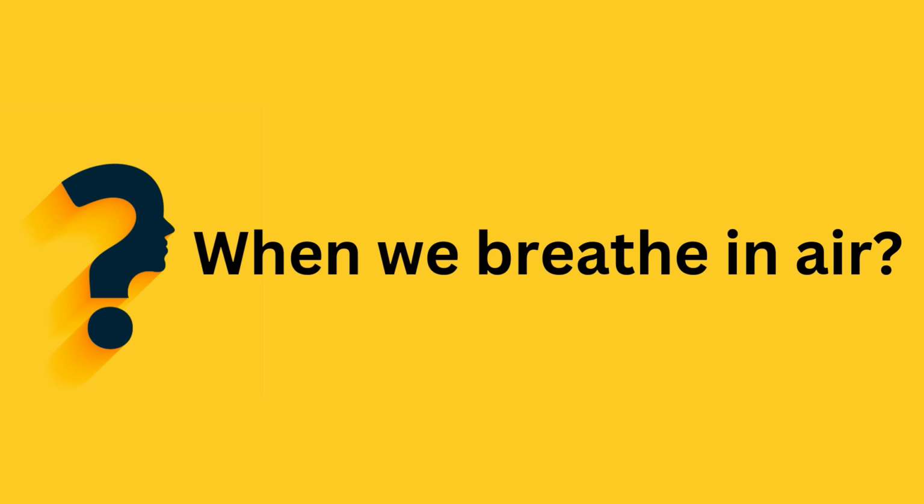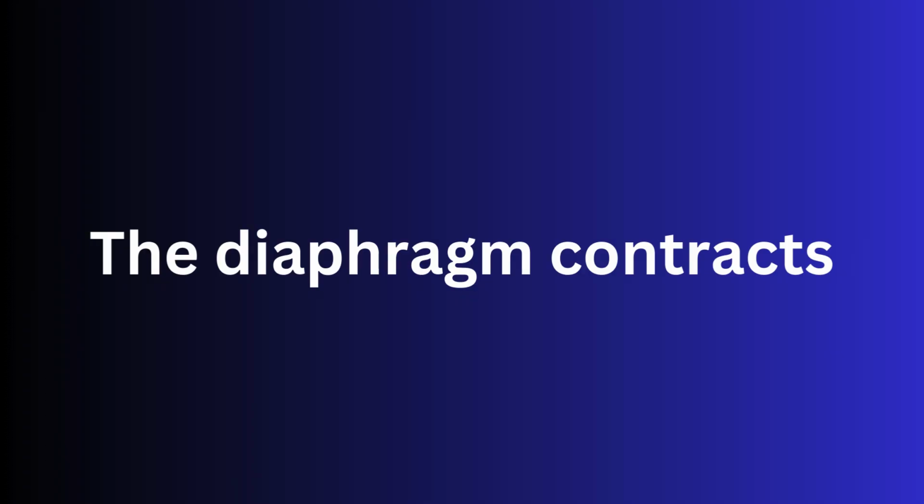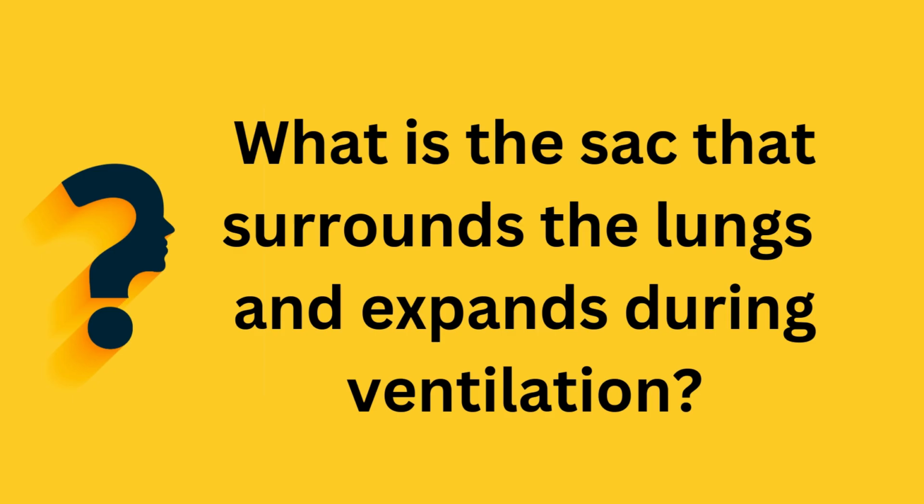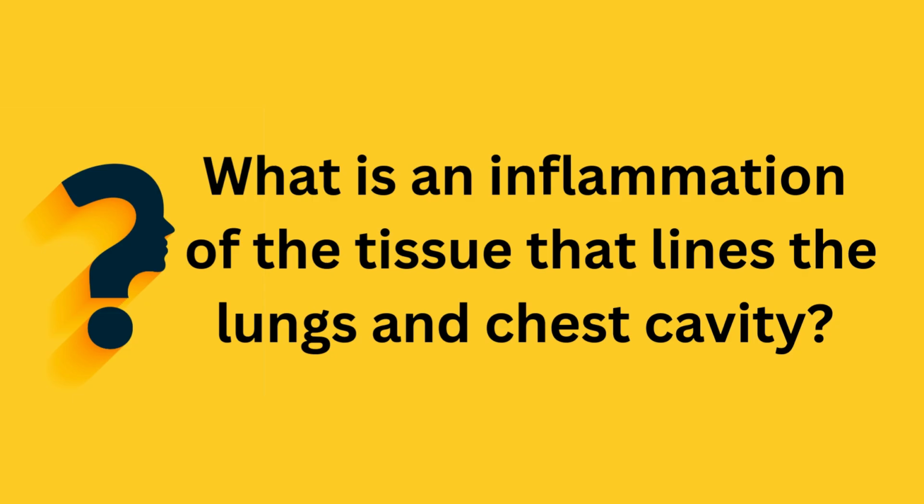When we breathe in air, the diaphragm contracts. The process of breathing air in and out, which has 2 parts, inhalation and exhalation, is called ventilation. What is the sac that surrounds the lungs and expands during ventilation? Pleura.